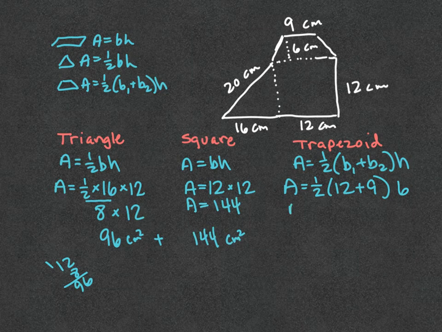This one takes a little more work to it. 1/2 times, parentheses have to be done first, so 12 plus 9 is 21.